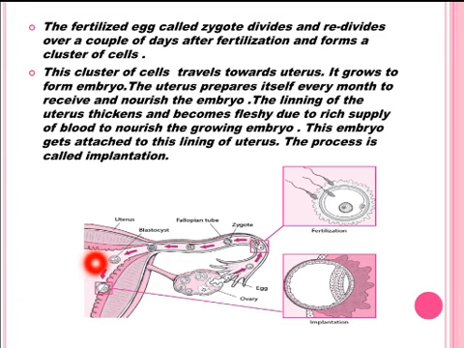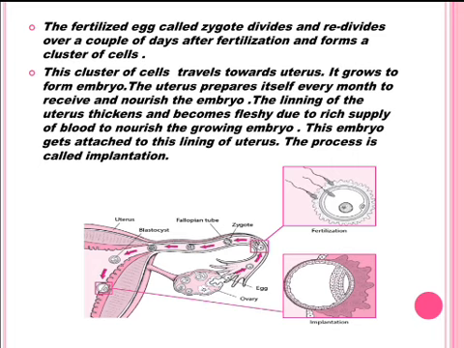The uterus also prepares itself every month to receive and nourish the embryo. The lining of the uterus thickens and becomes fleshy due to a rich supply of blood to nourish the growing embryo. This is called endometrium. This embryo gets attached to the lining of the uterus. This process is called implantation. You can see from this diagram how the embryo gets embedded in the lining of the uterus.